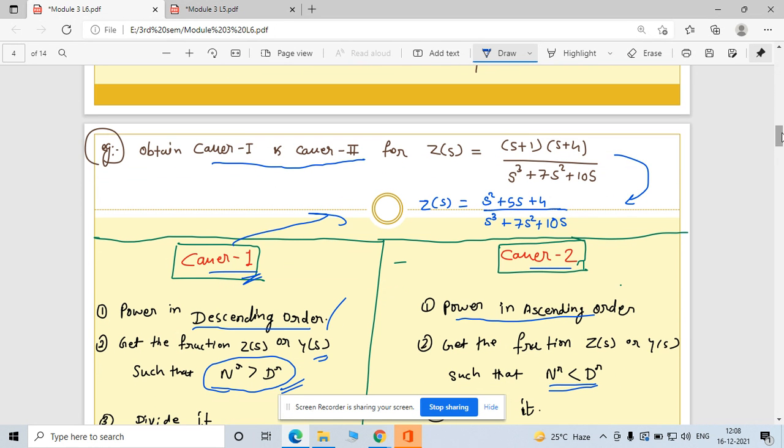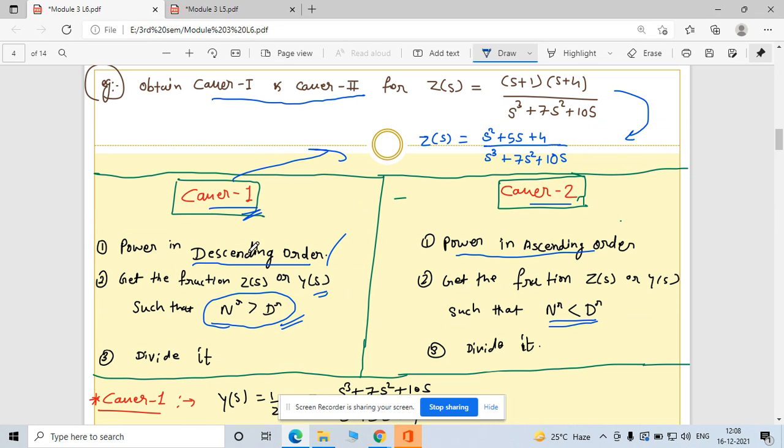Now observe here, this function is given to you. You have to proceed with both this Cauer 1 and Cauer 2. So first of all we proceed with Cauer 1. When I take the Cauer 1 circuit, now follow these steps. This is already in descending order, right? The second step is that your numerator degree should be greater than the denominator degree, so you have to take the reciprocal of that.